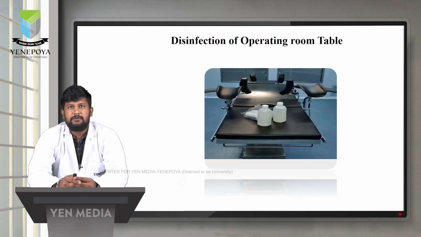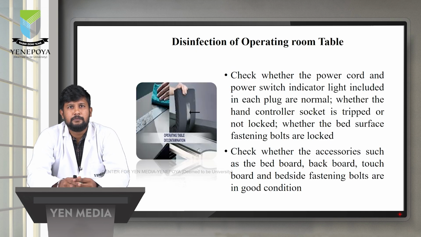Next, coming to the disinfection of the operating room table. Check whether the power cord and the power switch indicator light included in each plug are normal, whether the hand-controlled socket is tripped or not locked, and whether the bed surface fastening bolts are locked. Check whether the accessories such as the bed board, backboard, touch board and bedside fastening bolts are in good condition.